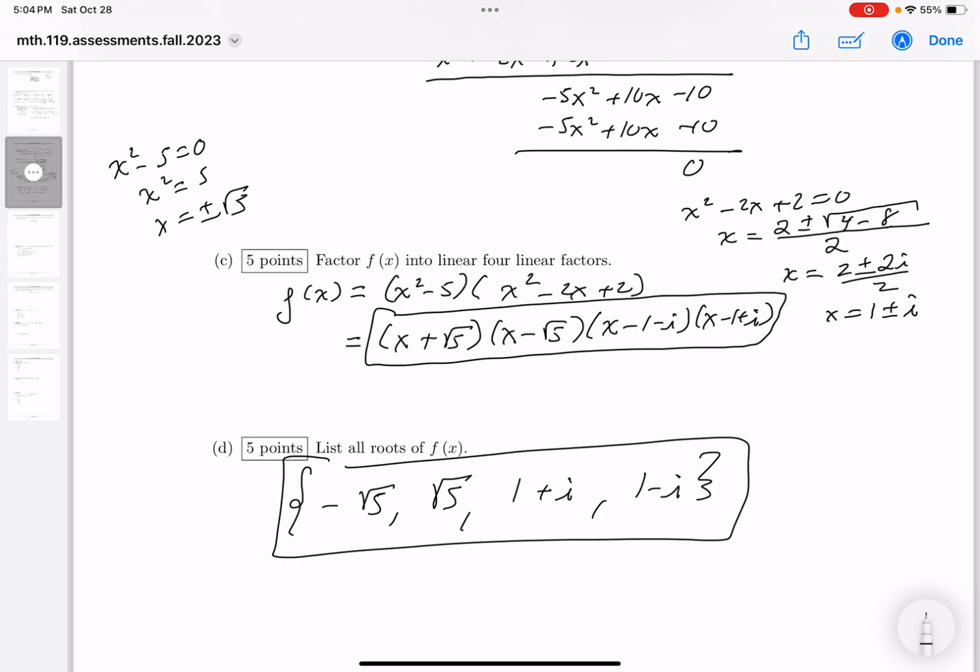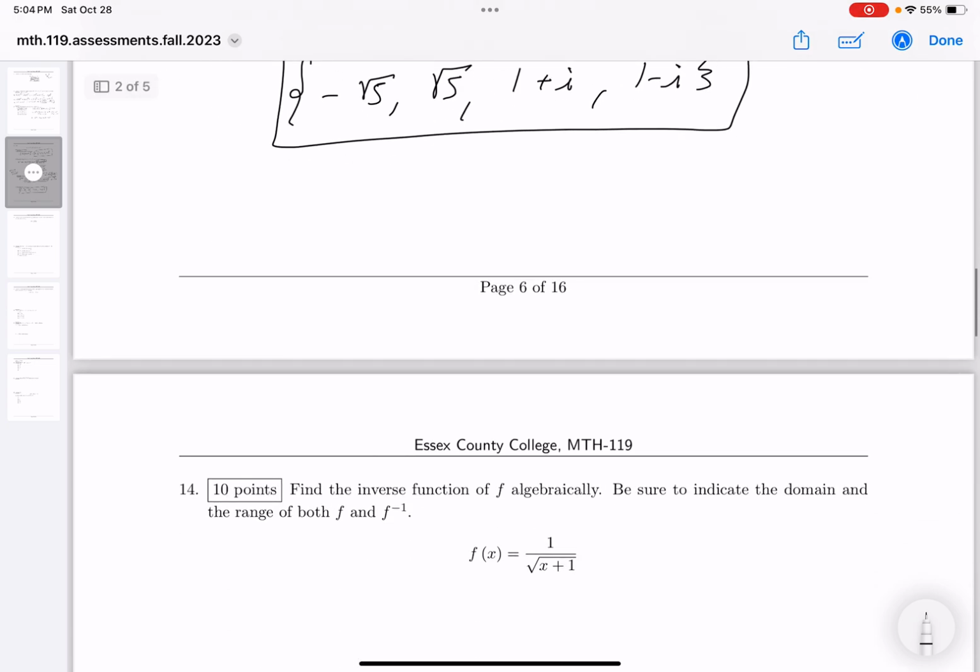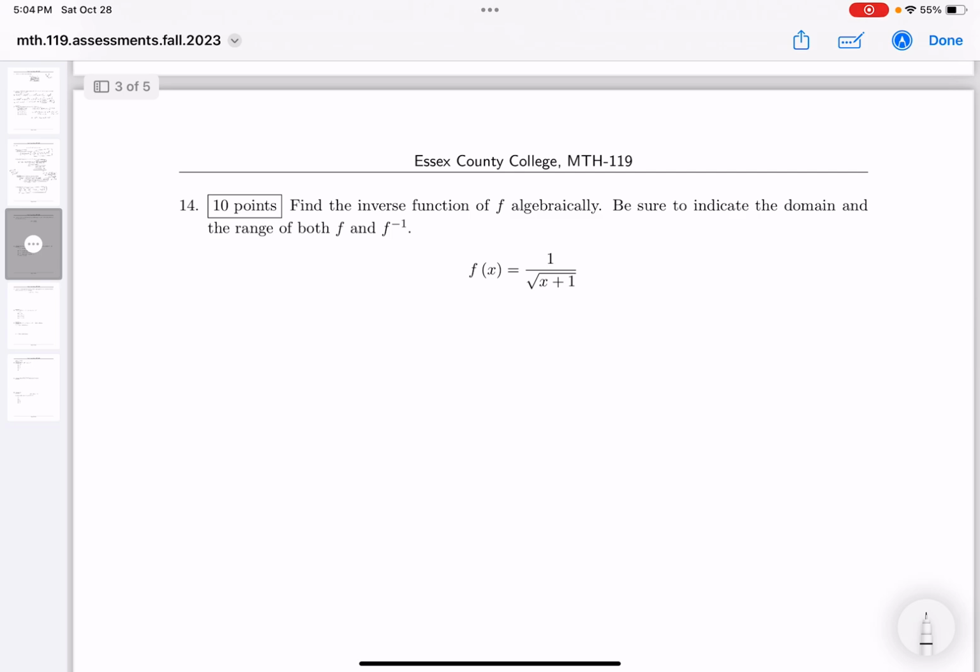All right, there's 4 roots, and we found all 4 roots. Let's go to the next page. The next page, find the inverse. And again, I realize a lot of students struggle with this. And if you are, all I can say is keep working at it.